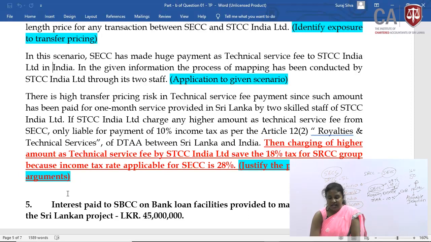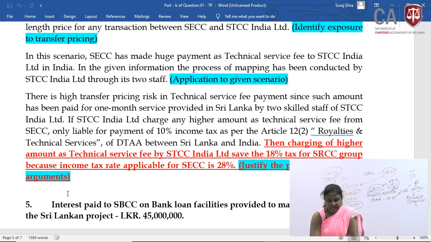There is high transfer pricing risk in technical service fee payment since such amount has been paid for 1 month service. Where I have extracted this information from the question. If you have to write a perfect answer, you should read the question very carefully. Then 1 month service provided in Sri Lanka by 2 skilled staff of STCC India Limited.